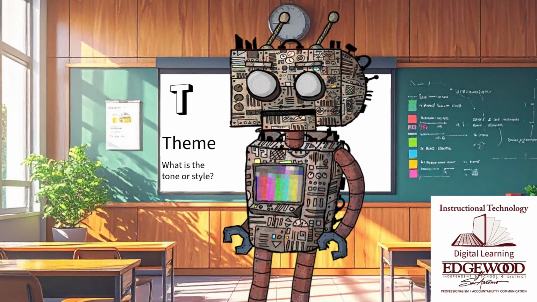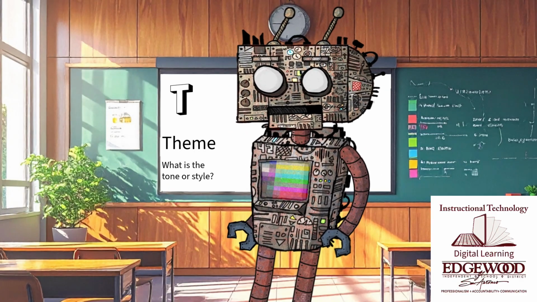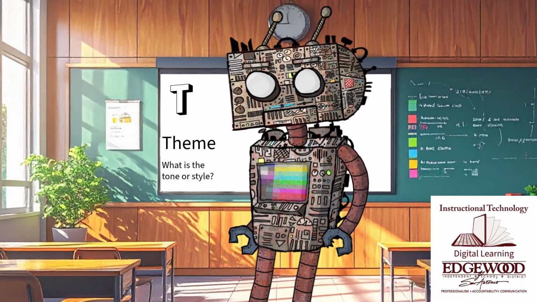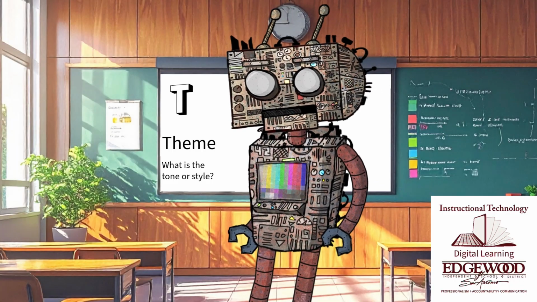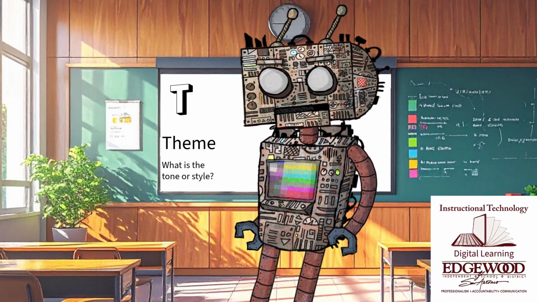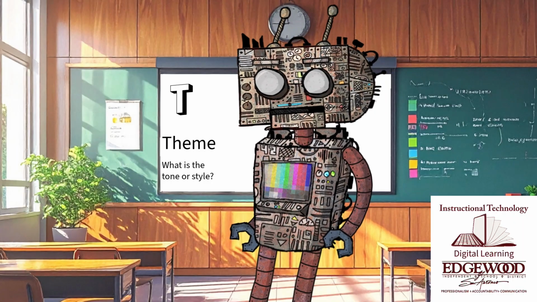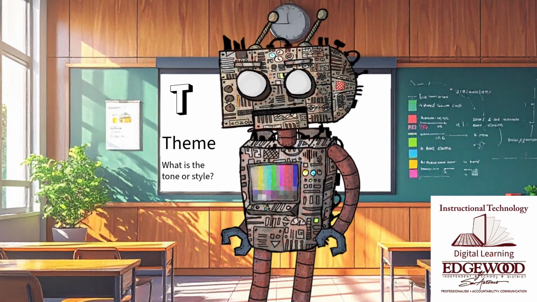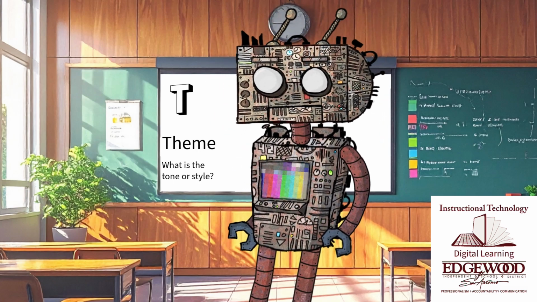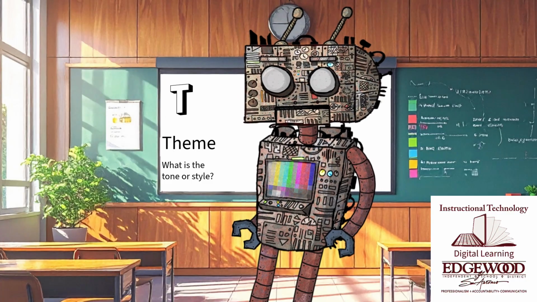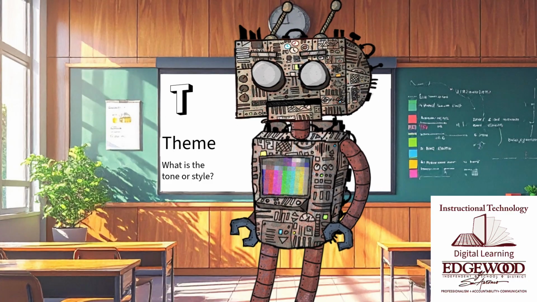T is theme. What's the tone? What's the style? Do you want this to sound professional, sarcastic, enthusiastic, serious, or funny? If you don't set a theme, the AI defaults to slightly boring customer service agent. Example, give me travel advice for Florida versus. Give me travel advice for Florida, but keep the tone adventurous and high energy.